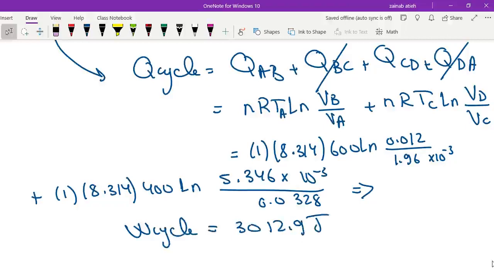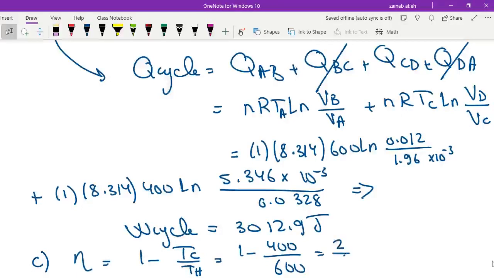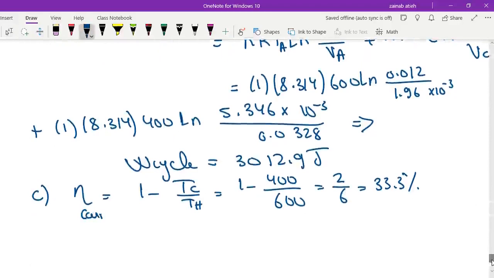And now in the second part, part C, I have to calculate eta. Eta is 1 minus TC over TH. We could also use work per cycle over the Q gained, but 1 minus TC over TH is easier because everything is given. The temperatures are given. The lowest temperature is 400 and the highest temperature is 600. So I will get 2 over 6, which is 33.3%. This one is easier because I am talking about a Carnot cycle and I can use its formula. So this is the Carnot cycle.